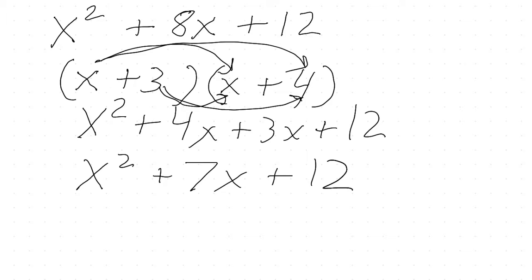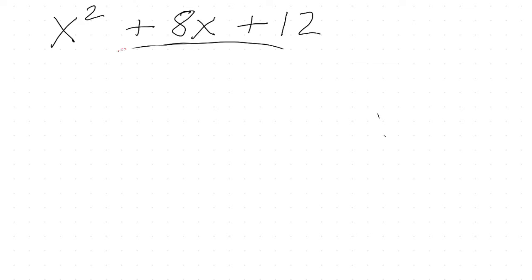Oh, we're so close. We were hoping to get an 8x in the middle. We got a 7x in the middle. But that's the bad news. The good news is we have the x squared that we wanted, and we have the 12 that we wanted. All right, that didn't work so well. I mean, that worked okay, but it wasn't perfect. So let's try something else. Let's get rid of all this. And this time, I'm going to try something a little bit different.